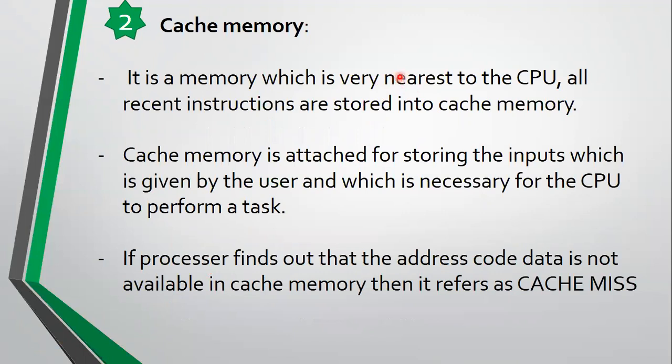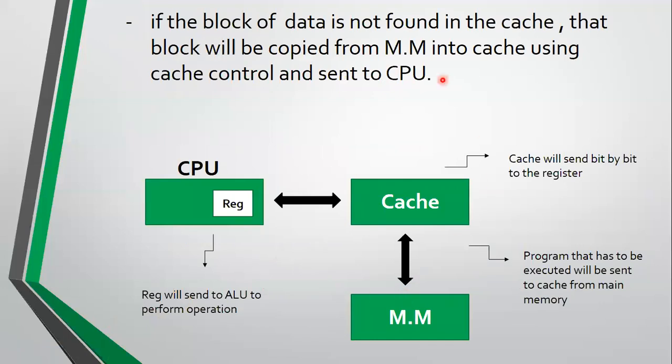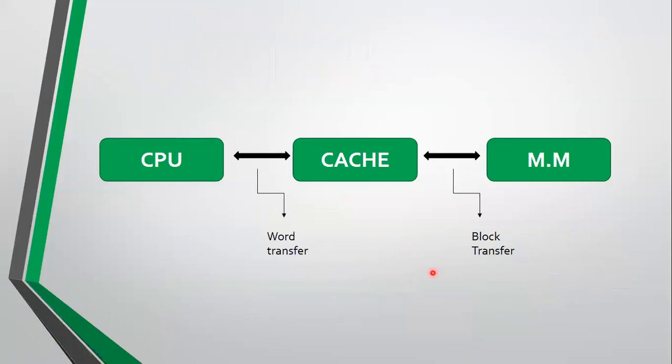All the recent instructions are stored in the cache memory. The inputs given by the user are also stored in the cache memory. If the processor searches for some data in the cache memory and doesn't find it, this is called a cache miss. Then we fetch the block of data from the main memory and copy it into the cache memory. Then the cache will send it to the register bit by bit, and the register will send it to the ALU to perform the operation.